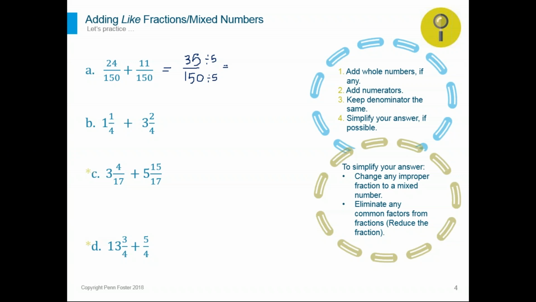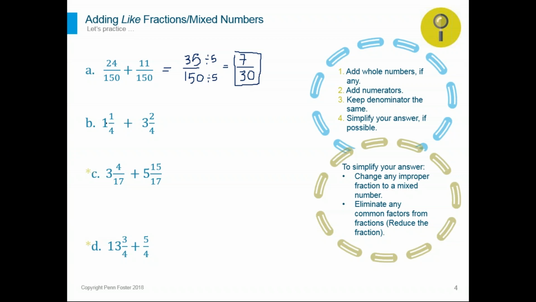35 divided by 5 is 7. 150 divided by 5 is 30. Let's look at 7 and 30. Anything common? And the answer is no. There are no common factors between 7 and 30, so this is your answer. 7 over 30 is the sum of these two fractions.